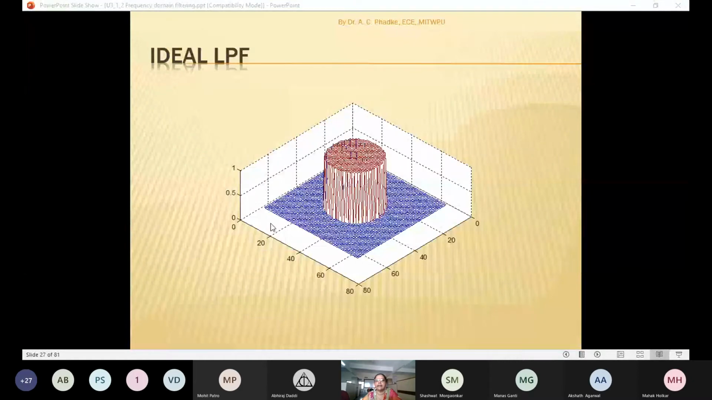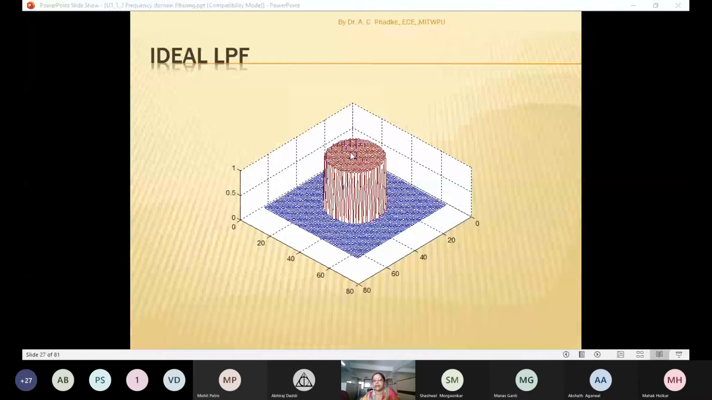So we get this cylinder as shown here, and all the frequencies inside the cylinder with radius D0 are passed completely, and all the frequencies outside the cylinder are attenuated completely. Okay, so I hope this basic ideal low pass filter is clear to all of you.